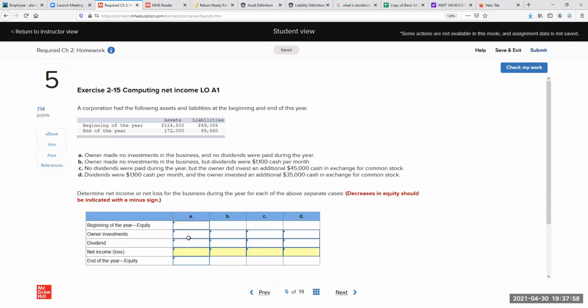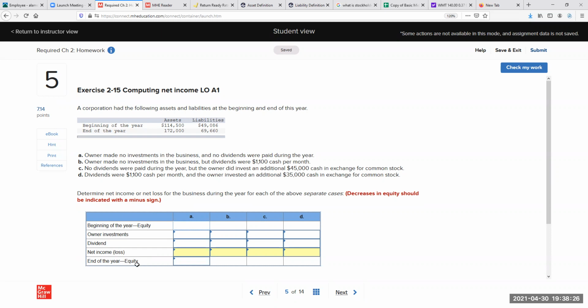All right, now here, this is a little bit different. They have 4 scenarios, and they want you to put in what you know. Go with what you know, and they want you to solve. You got to solve this algebraically. A plus B minus C plus income minus loss equals this. So equity at the beginning plus the investments minus the dividends plus income minus loss equals equity at the end.